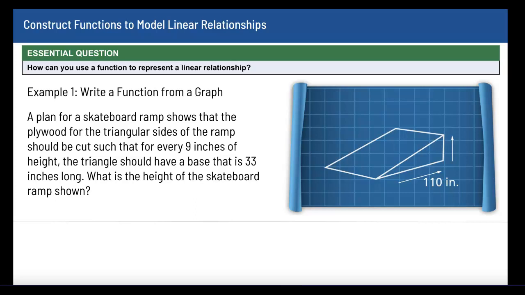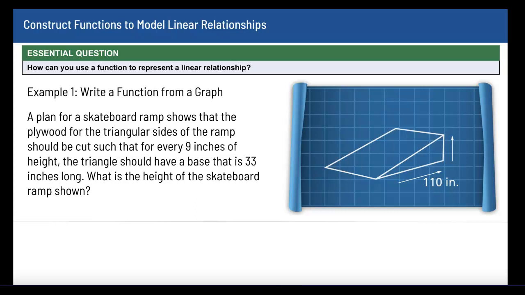Our essential question is, how can you use a function to represent a linear relationship? In example 1, we're going to look at writing a function from a graph. A plan for a skateboard ramp shows that the plywood for the triangular sides of the ramp should be cut such that for every 9 inches of height, the triangle should have a base that is 33 inches long. What is the height of the skateboard ramp shown?